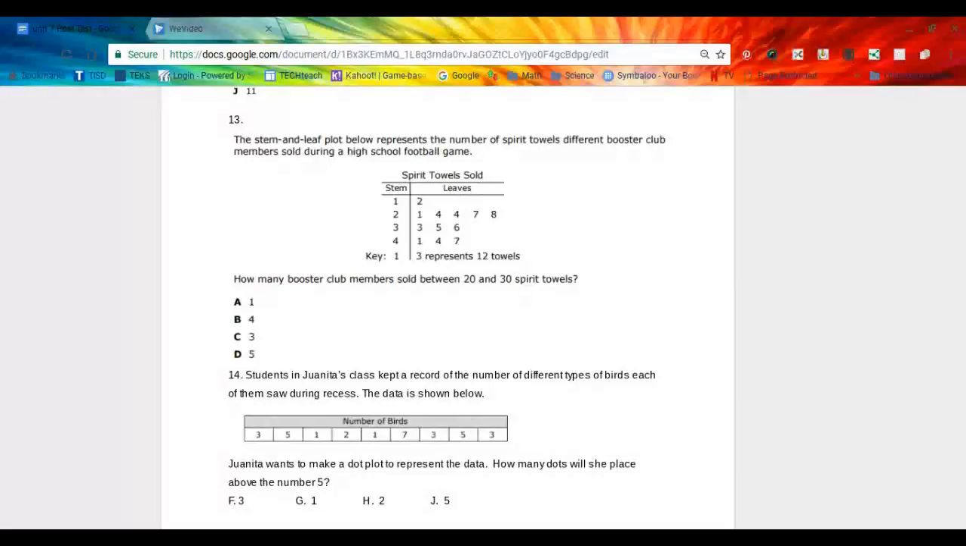13. The stem and leaf plot below represents the number of spirit towels different Booster Club members sold during a high school football game. How many Booster Club members sold between 20 and 30 spirit towels?